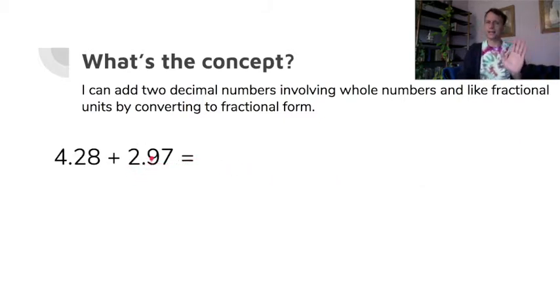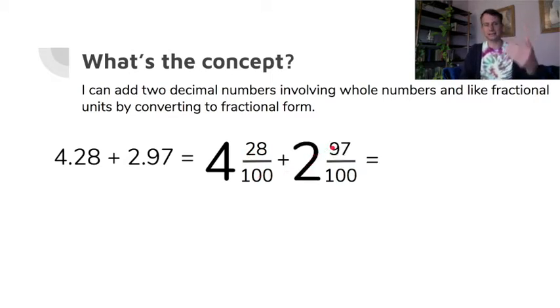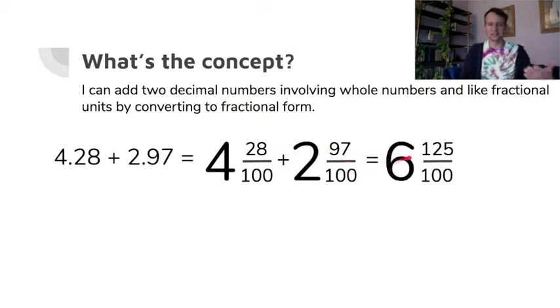Same thing though, right? We're just going out to hundredths place. 4 and 28 hundredths plus 2 and 97 hundredths. Okay, let's write that out in fraction form. And this is a good example why writing it out in fractional form is a good idea. So 4 and 28 hundredths plus 2 and 97 hundredths. 4 plus 2, great. And 28 and 97, I jumped the gun there, is 125 hundredths.